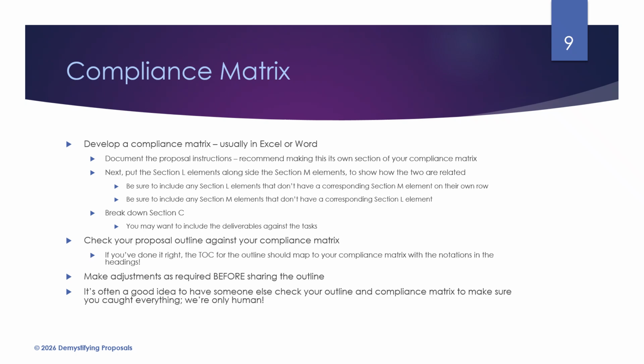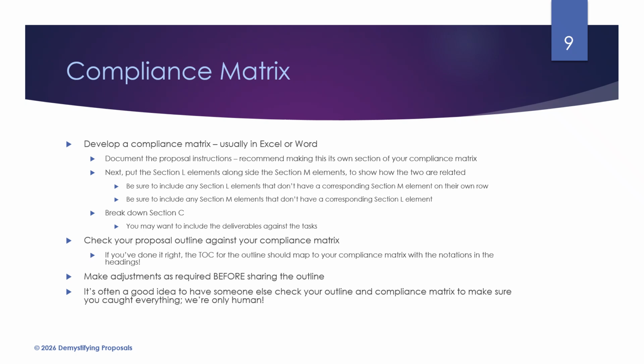If there's something in L that's not in M, make sure you include it. If there's something in M that's not in L, make sure you include it. Again, this applies to the outline as well, but you need to make sure in the compliance matrix that you reflect those differences. And then you want to break down section C. You may also want to include the deliverables against the tasks.